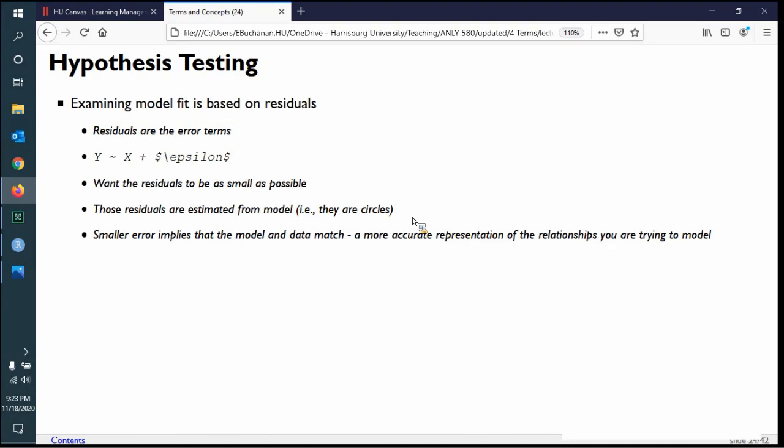Smaller error implies that the model and the data have a better match, which in theory says this is a more accurate representation of the relationships I'm trying to model. Now, that's the concept behind this. Once you actually start modeling these things, you should always be suspicious if your model is perfect. We'll talk about what that looks like in the output, but perfect models always make me nervous, because it implies that maybe you're overfitting. Overfitting is a popular term in analytics, having too many variables. It actually tends to happen with a smaller set of variables, where you have perfectly predicted everything because you have too many predictions on too small a variable set. So we'll keep an eye out for that. Overfitting is something we have to be careful of.